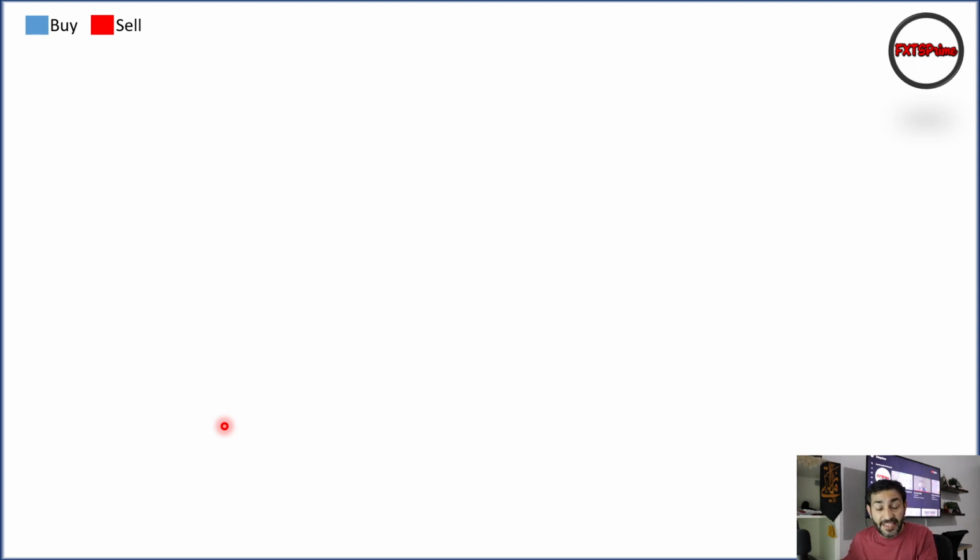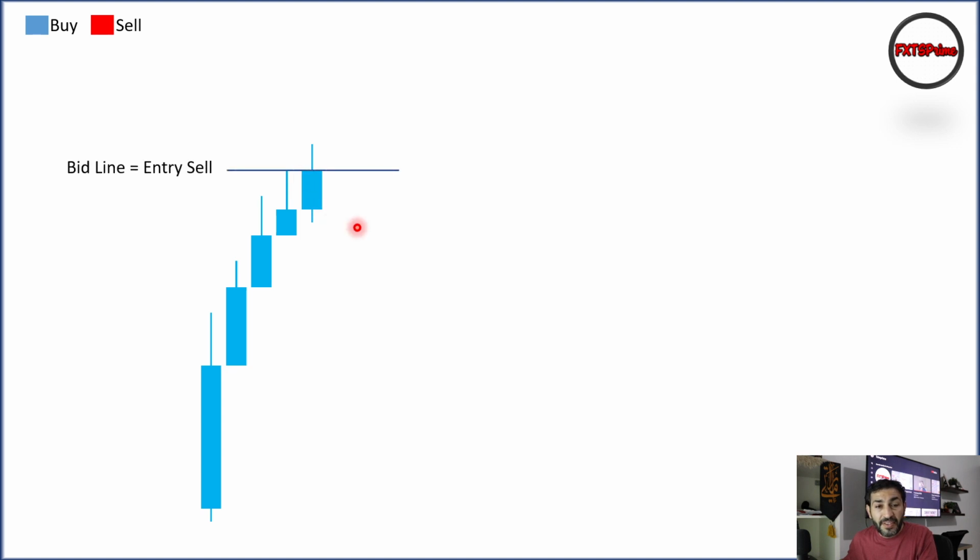So let's discuss this on some candlesticks. Suppose that I have this candlestick, and this is my bid line or bid price, and I want to open a sell trade here. So this will be my ask price, the top line. We said that the top line is always the ask price, and the bottom line is always the bid price. So if I place my stop loss here, then the trade has gone against me. The moment the ask price touches the stop loss, my trade will close.